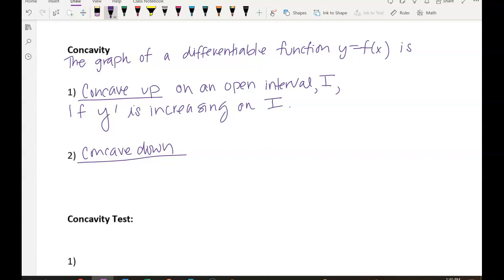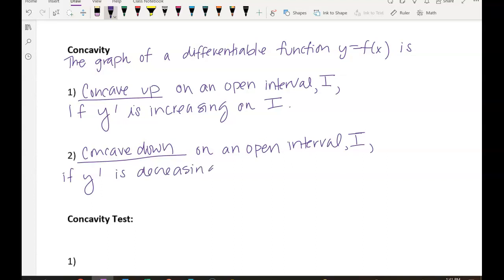Now, concave down on an open interval, and let's call it I again, if y prime is decreasing on I, which is our interval. Okay, so the language is slightly different. So y prime is increasing, so that's the slope of y prime. Okay, so it's not saying y prime is positive, it's saying the slope of y prime.